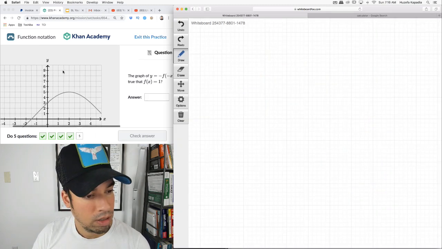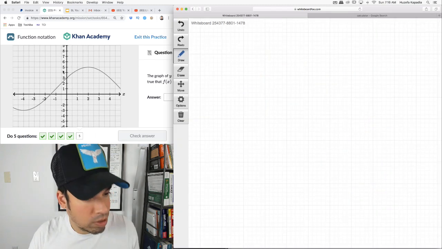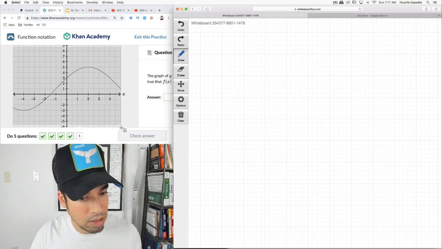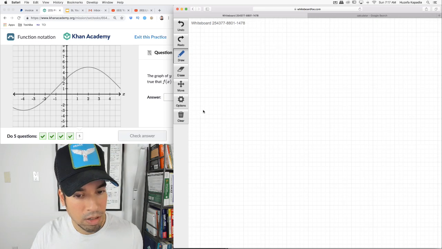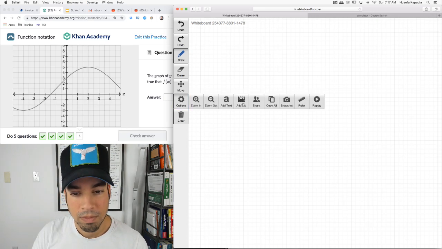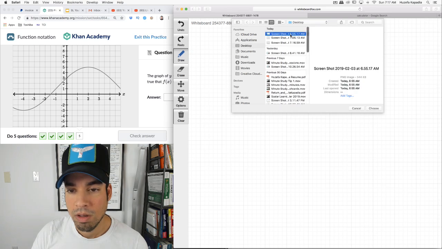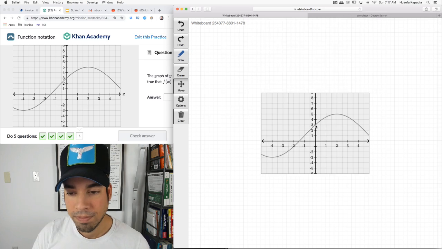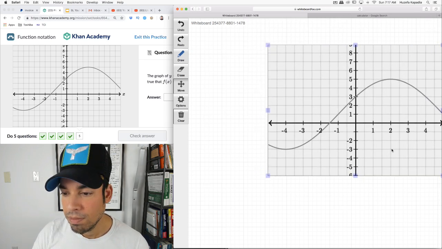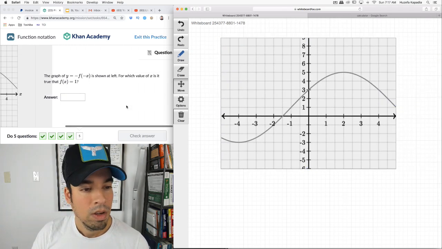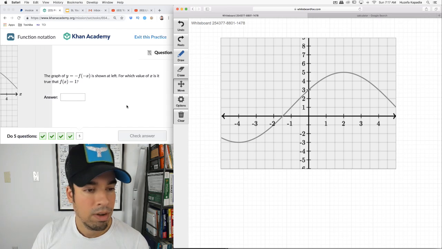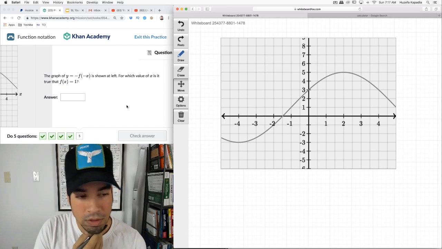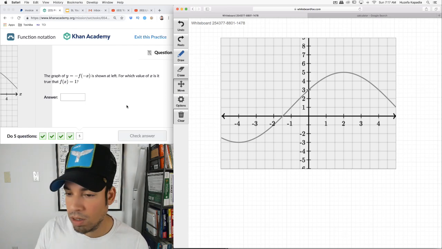Last one. I'm going to do the same thing. I'm going to take a screenshot of this so we can read the question simultaneously. Okay. The graph of y equals negative f of negative x is shown at the left. For which value of x is it true that regular f of x equals 1?